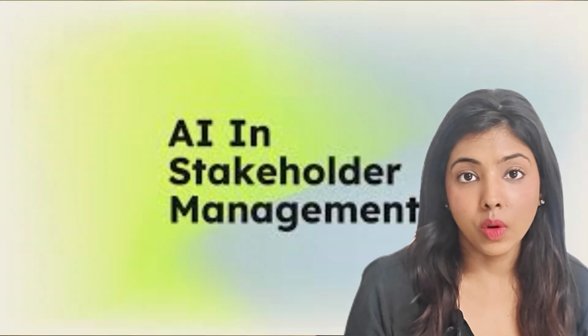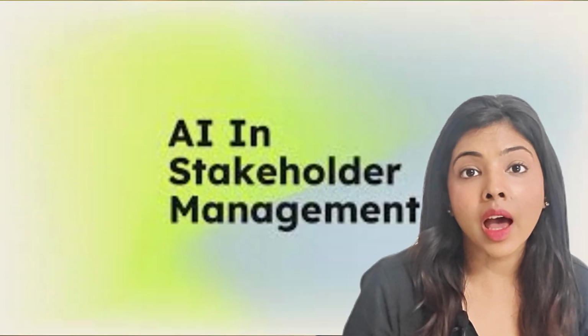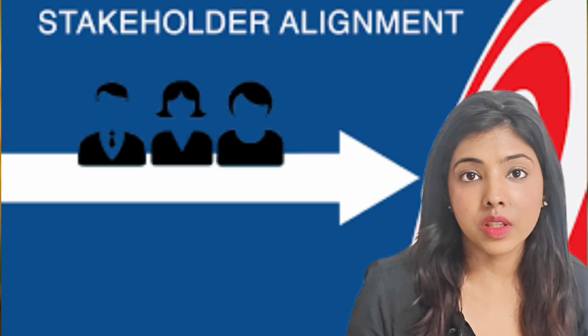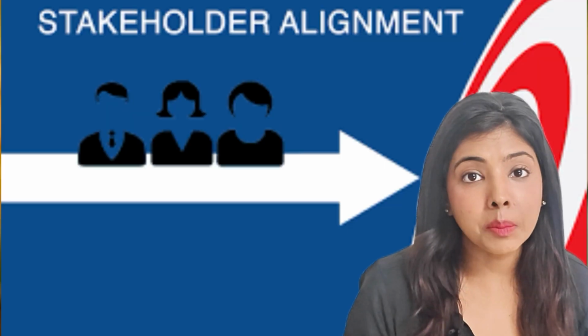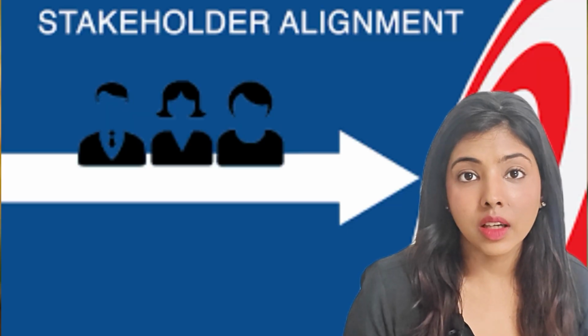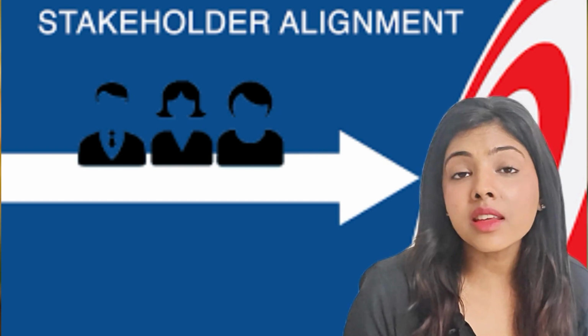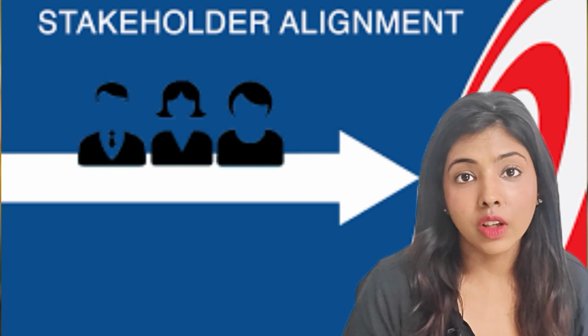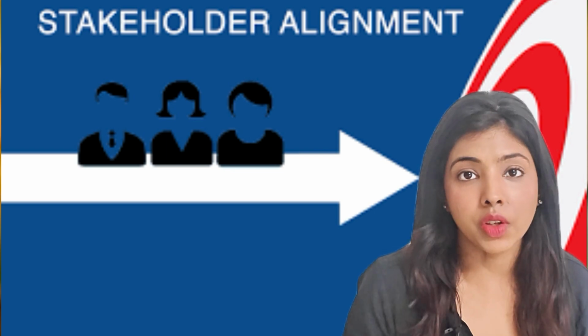AI can help you draft a communication plan and identify different stakeholder groups. But again, alignment is not a document, it is a conversation. And that is something that AI cannot help with. You will need to drive alignment on your own.